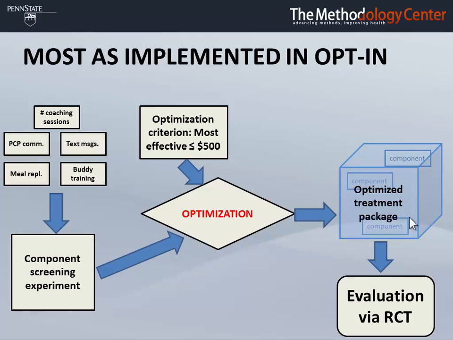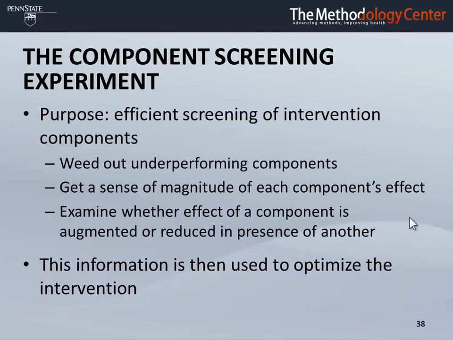So this is a schematic of how this is implemented in this study, which we call opt-in. Here are the 5 components. We have the component screening experiment, which I'm going to talk about in a moment. We have the optimization criterion that we're using. And then based on the results of the screening experiment and consideration of the optimization criterion, we'll build an optimized treatment package that then will be evaluated in an RCT. We did not propose an RCT as part of the R01 that supports this, however. So that would be a future study.